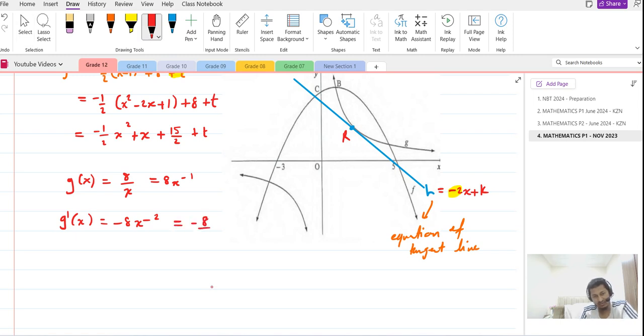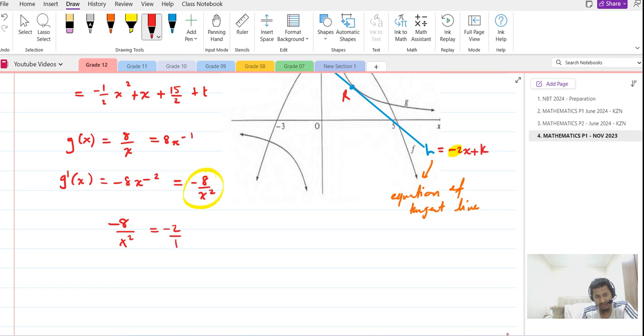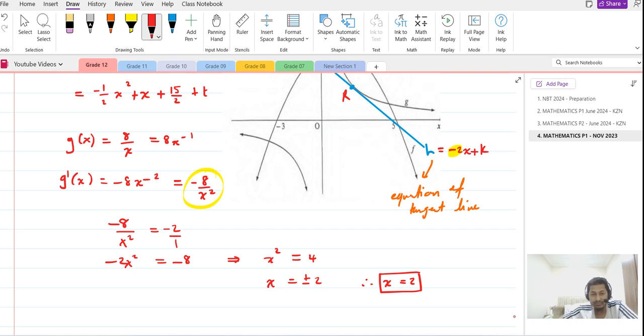Now you see this minus 8 over x squared. We need to equate it to minus 2 because that's how we get the gradient. So minus 8 over x squared is equal to negative 2. We're going to cross multiply. So we're getting negative 2x squared is equal to negative 8. This implies x squared is equal to 4. So x is equal to plus or minus 2. You can't choose negative 2, therefore x is equal to 2 only. Now if you substitute 2 inside here, you're getting a gradient which is minus 8 over 4, which is minus 2. So we got an answer which is x is equal to 2.